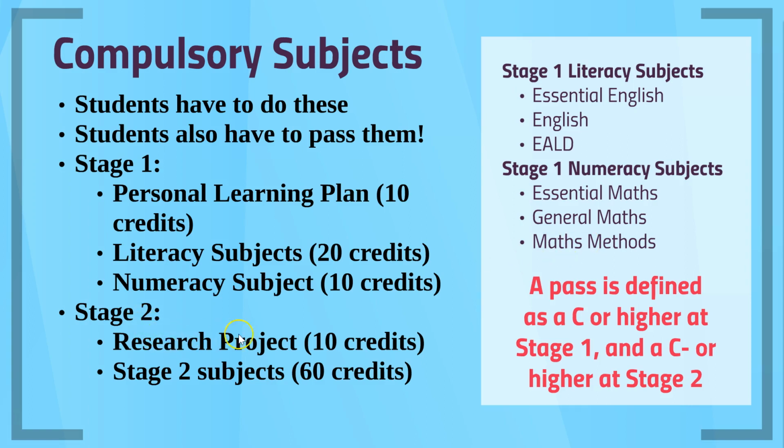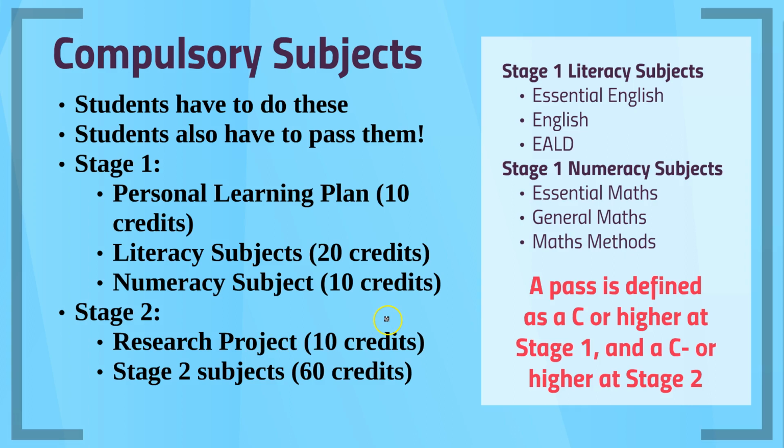For Stage 2, they have to choose Research Project for 10 credits. Now we do that at Year 11 here at Seaview as well. And they have to do 60 credits of Stage 2 subjects. Now if you remember, every Stage 2 subject is 20 credits worth, so this is the equal of 3 Year 12 subjects. These compulsory Stage 2 subjects of 60 credits can be replaced by a VET course, normally a Certificate 3. Most Certificate 3 courses award around about 50 to 70 SACE credits, so sometimes students can actually achieve their SACE without ever studying a Year 12 subject apart from a research project.